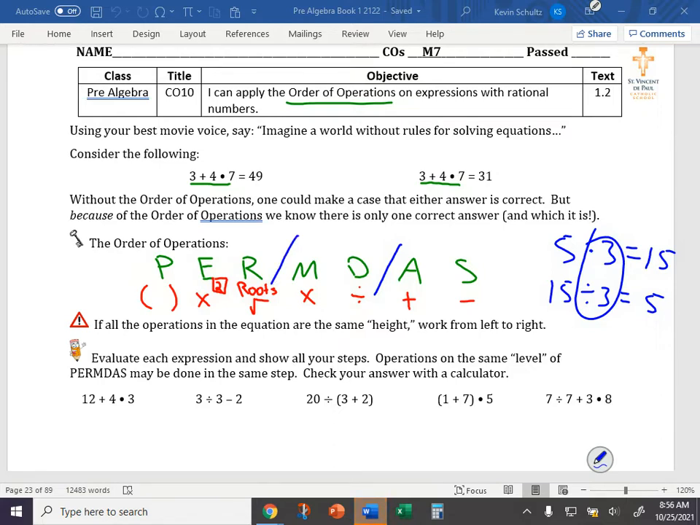Same thing with exponents and radicals. You know, if you start, we'll pick on 5 again. If you start with 5 and you square it, what do you get?